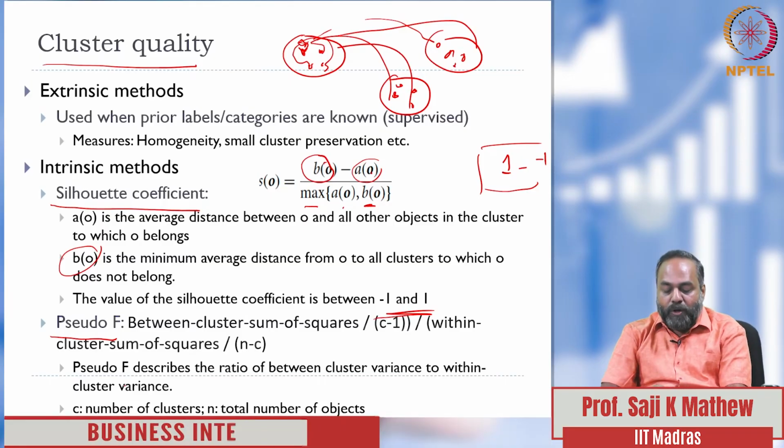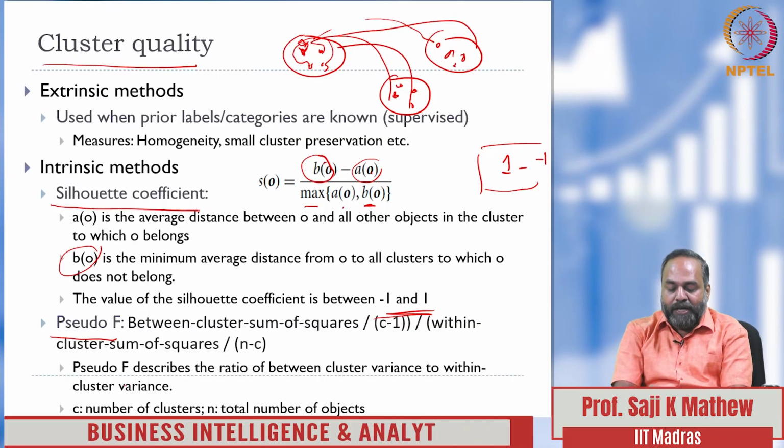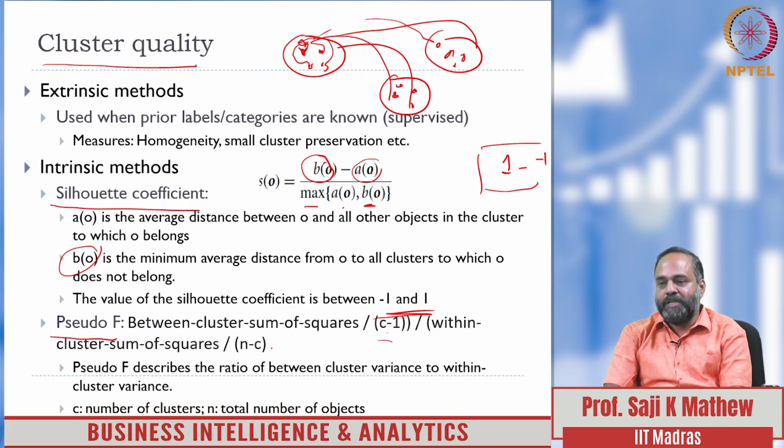Pseudo-F is another ratio. Look at that ratio, it is very intuitive: between cluster sum of squares divided by within cluster sum of squares. And like degrees of freedom, it is also trying to consider the number of clusters. So, simply look at that ratio, between cluster sum of squares divided by within cluster sum of squares. It is actually again similar to what the Silhouette distance is trying to do.